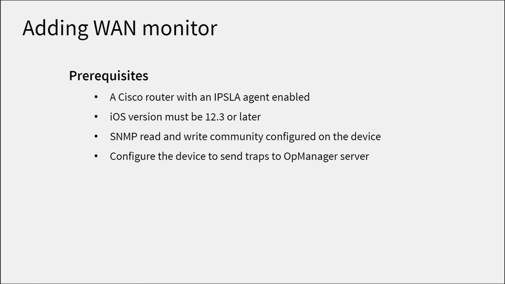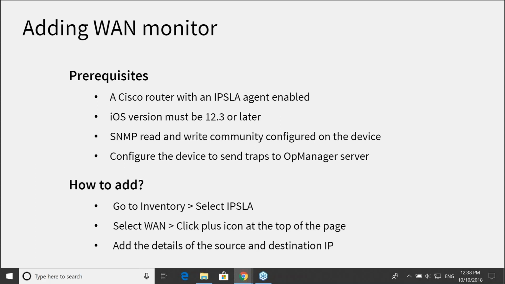And now how to add these WAN RTT monitors in OpManager. The prerequisites are it supports only Cisco devices, and it should be enabled with IPSLA, and the iOS version must be 12.3 or later. And one additional thing is the SNMP read and write community should be configured on the devices, because when you add a WAN monitor for the respective device in OpManager, it is going to write the configurations on the router. So you have to make sure that the right community is configured here. And then, as I said, you can configure the devices to send traps to the OpManager server. And how do you add that?